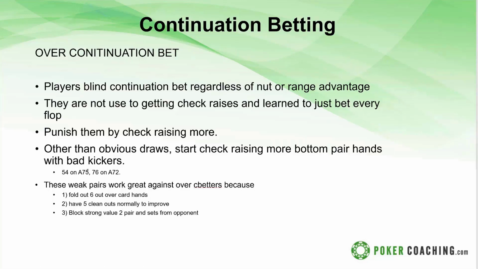So we block hands like the 7-6 here. We block ace-7 suited from our opponent. We block pocket 7s. And those are two of the stronger hands that they're going to have on this board. So look to check-raise a lot of these weak pairs with backdoor straight draws and backdoor flush draws.